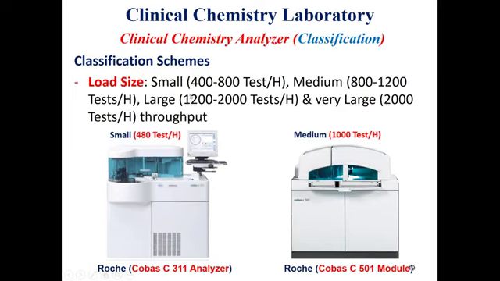Another type of classification scheme is the load size. We can classify the clinical chemistry analyzer as either small, medium, large, or very large, depending on the load size. We'll have the same analyzers or models which are manufactured by Roche. The Cobas C311 will have a maximum load size of 480 tests per hour, which is considered a small load size, whereas the Cobas C501 will have a maximum load size of 1000 tests per hour, which is considered a medium load size.